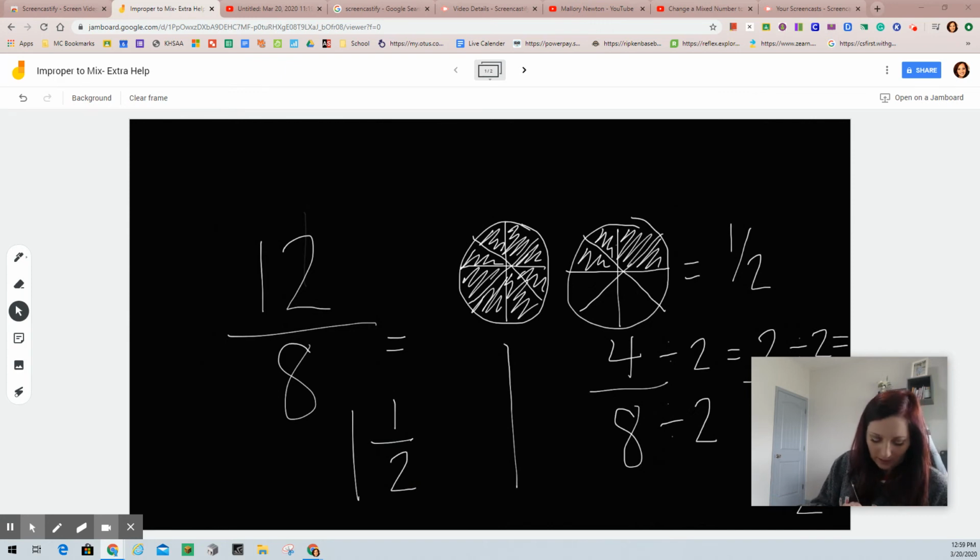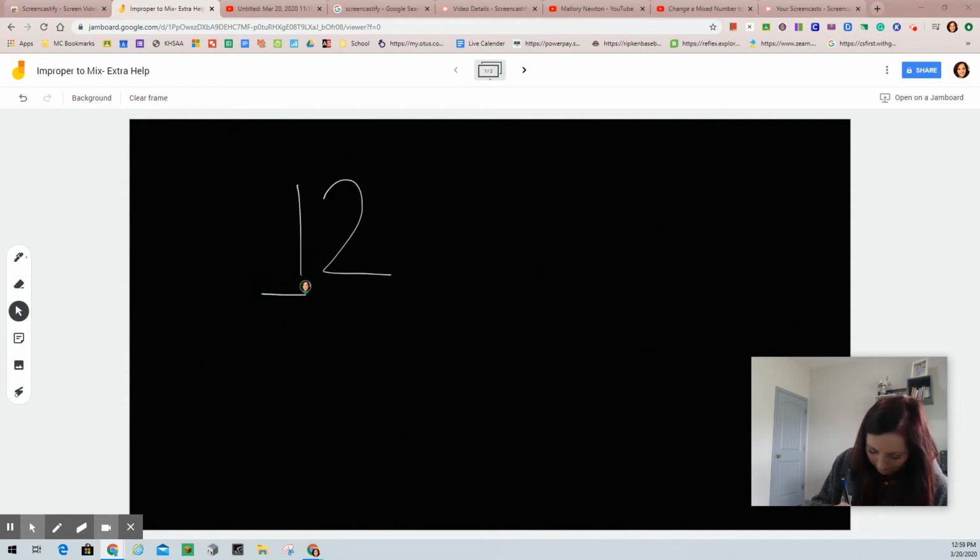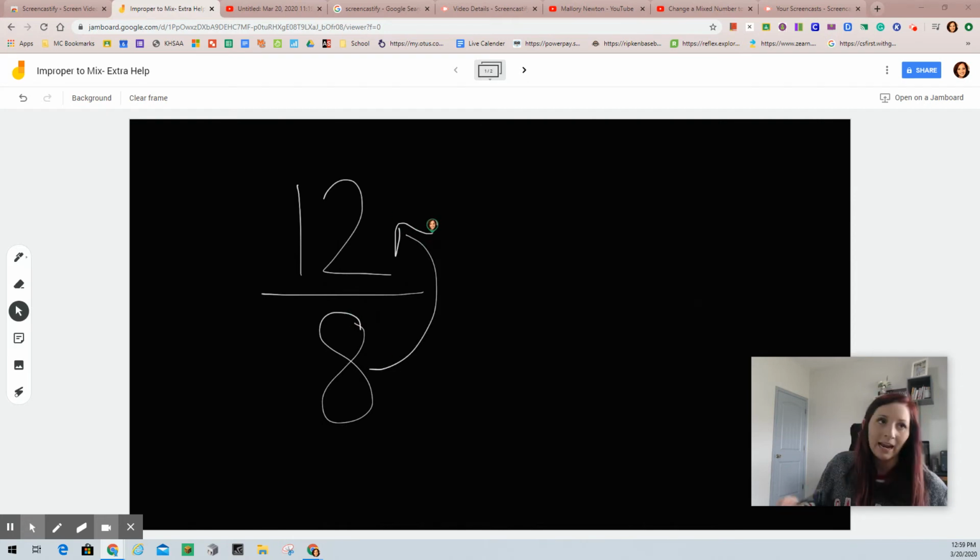Option 2 is without a diagram, so I'm going to go ahead and clear the screen. So we had 12 eighths. And the way you can think of this is, how many times does 8 go into 12 evenly? And it can't go over 12. So you think 8 times 0 is 0. 8 times 1 is 8. 8 times 2 is 16. 16 is greater than 12. It has to be the one right below 12. So we know it goes into it 1 time. That's our whole number.